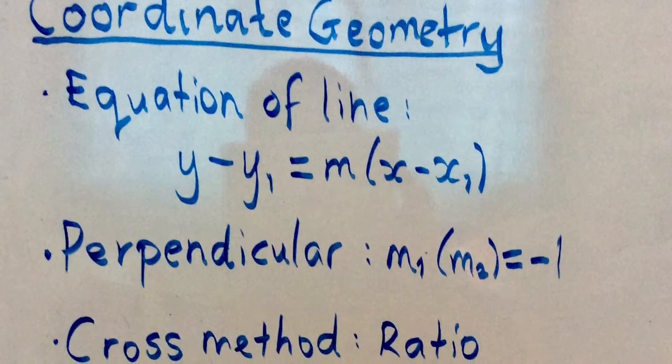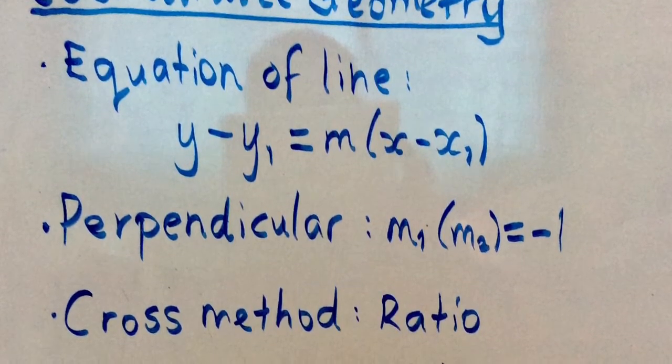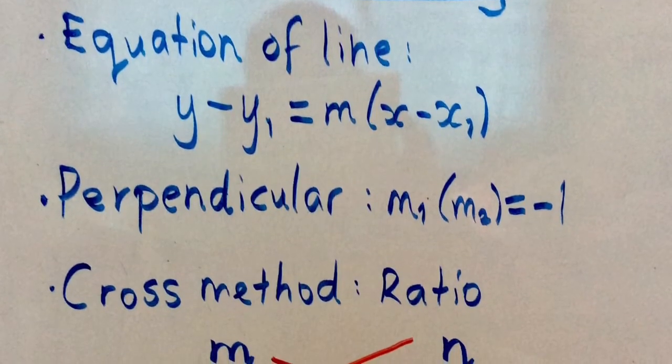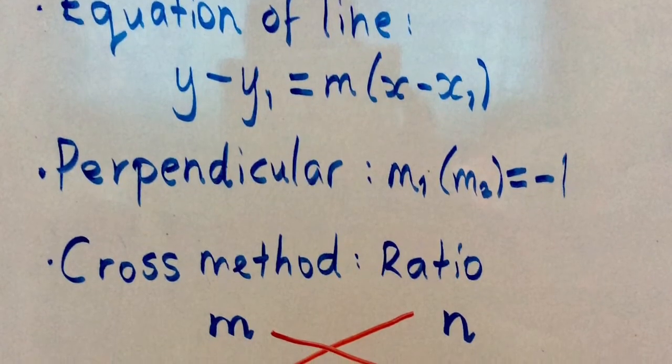Next we're going to move on to coordinate geometry. In coordinate geometry, you have to find the equation of the straight line using y minus y1 equals m times x minus x1. You also need to know the perpendicular property, where m1 times m2 equals -1.